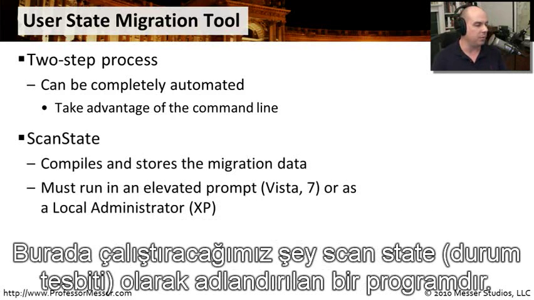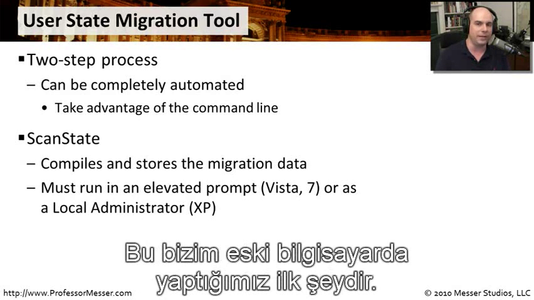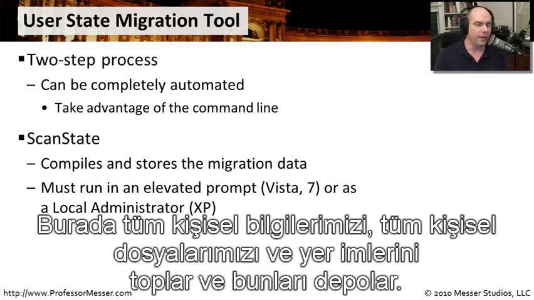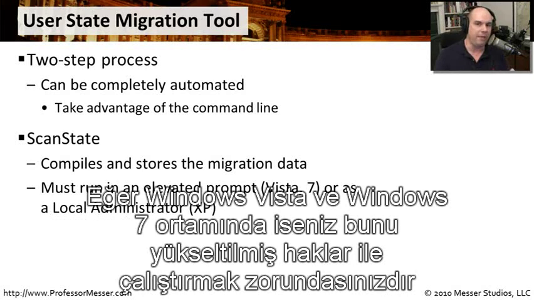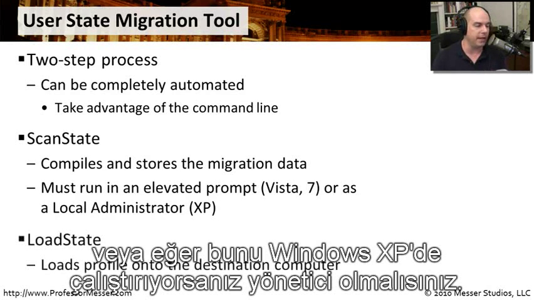What we're going to run is a program called Scan State. What this does is compile all of your user information. It was that first thing that we did on the old computer where we gathered all of our personal data, all of our bookmarks, all of our personal files, and we store them together. You have to run this at an elevated prompt if you're in Windows Vista or Windows 7, or you must be a local administrator if you're going to run this in Windows XP.